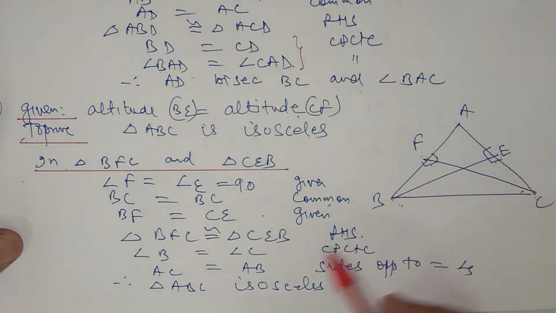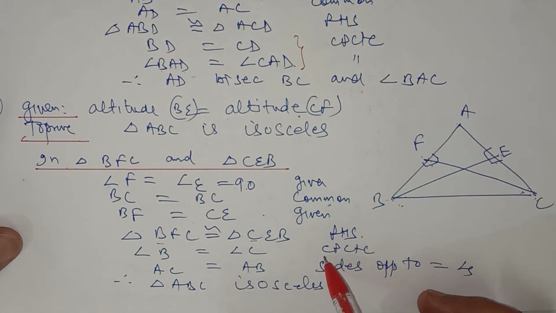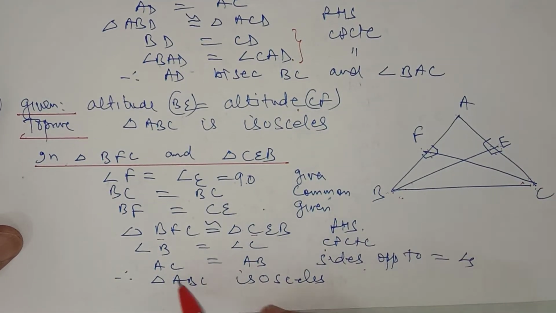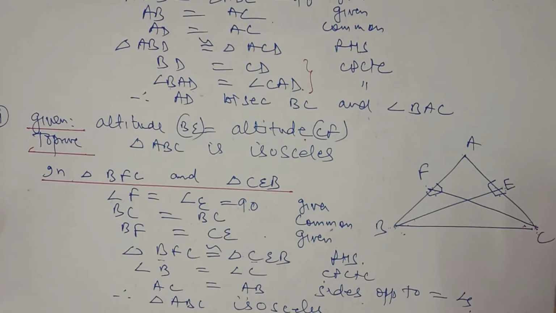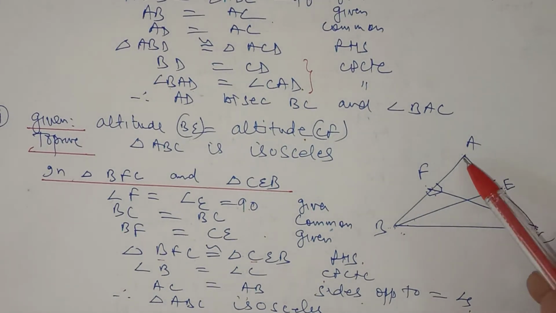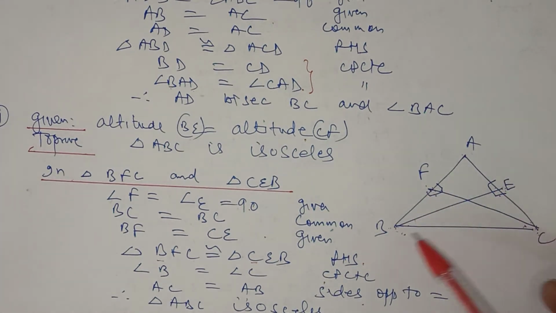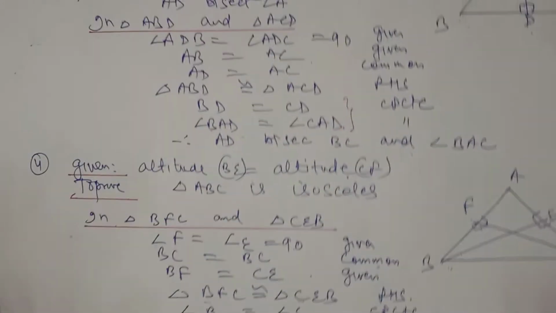Now because these are congruent, we can say that angle B will be equal to angle C, corresponding parts of the congruent triangles. Now these two angles are equal, so the sides opposite to them are also equal, that is, AC is equal to AB, sides opposite to equal angles. So the triangle ABC is isosceles. This question you have already done in the last exercise. There we proved that triangles ABE and ACF are congruent, but here we have proved that BFC and CEB are congruent by the RHS rule, and in the last exercise we used the AAS congruence rule.